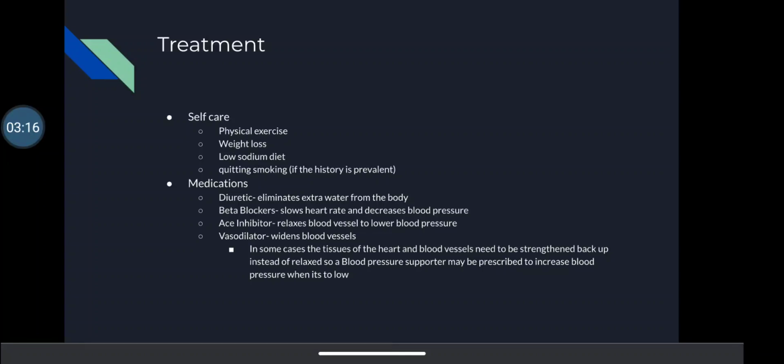For medications, you can prescribe a diuretic. It's going to eliminate extra water from the body. Beta blockers slow heart rate and decrease blood pressure. ACE inhibitors are going to relax blood vessels to lower blood pressure. And a vasodilator is going to widen blood vessels. In some cases, the tissues of the heart and blood vessels need to be strengthened back up instead of relaxed. So you'll give them a blood pressure supporter, which may be prescribed so that they can increase blood pressure when it is too low.